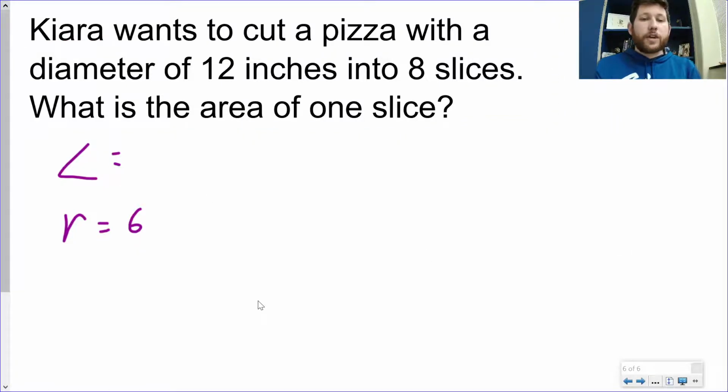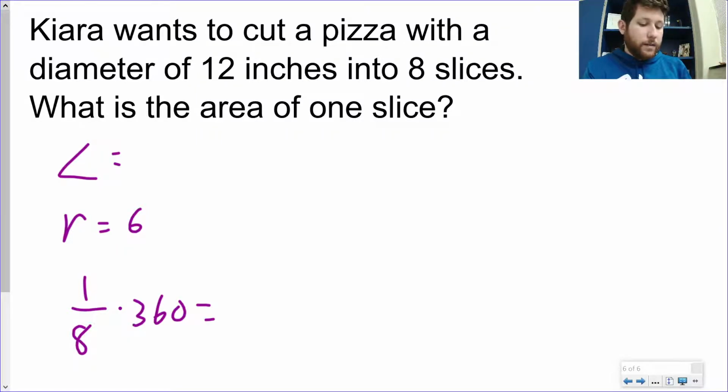All right, here we go. So she has a diameter of 12 inches. She wants to cut it into 8 slices. So one way to do this would be to solve for the angle. I know she wants 1/8 of the pizza times 360, and that comes out to 360 divided by 8, which is 45 degrees.